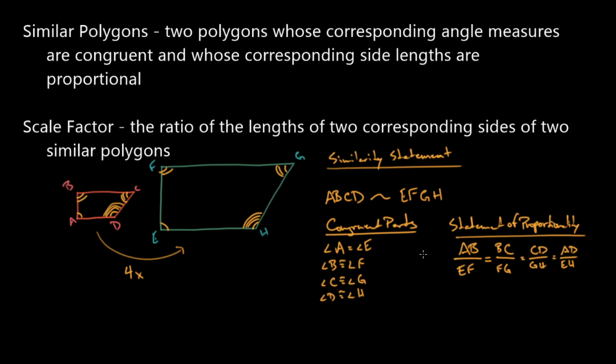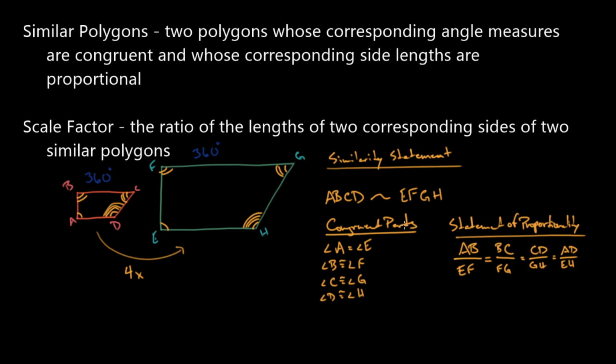We know that if I have a quadrilateral, the sum of the interior angles has to be 360 degrees, and the sum of the interior angles over here has to be 360 degrees as well. So it can't be the case that these angles are 4 times as large, because that would make a new quadrilateral where the sum of the interior angles is 1,440 degrees, which is not the case. We know that it's 360. So all the corresponding angles are congruent, and all the corresponding side lengths are proportional.